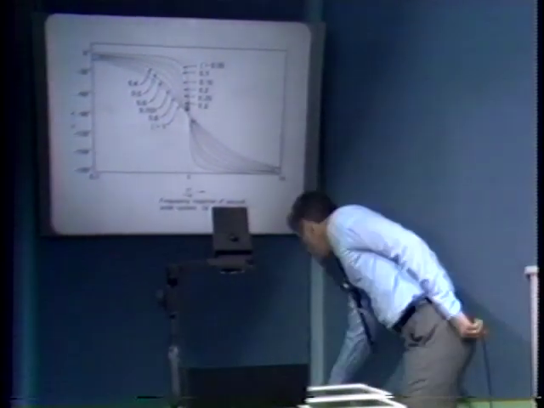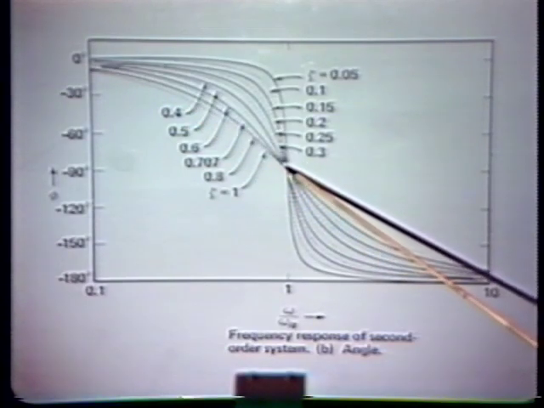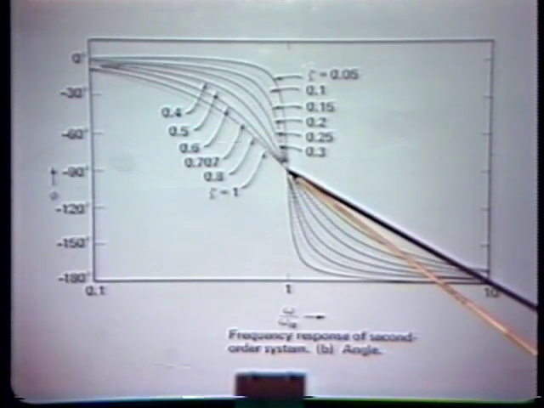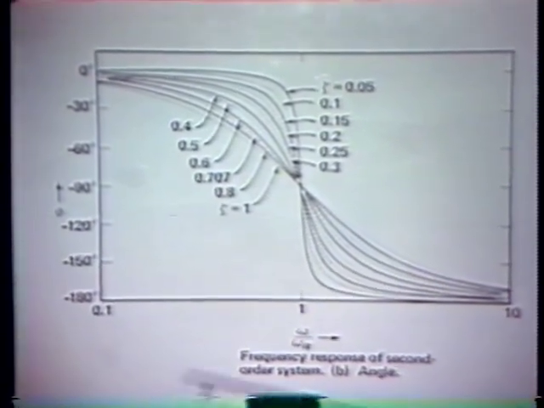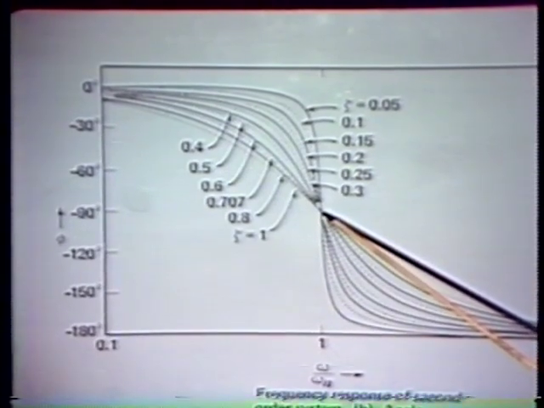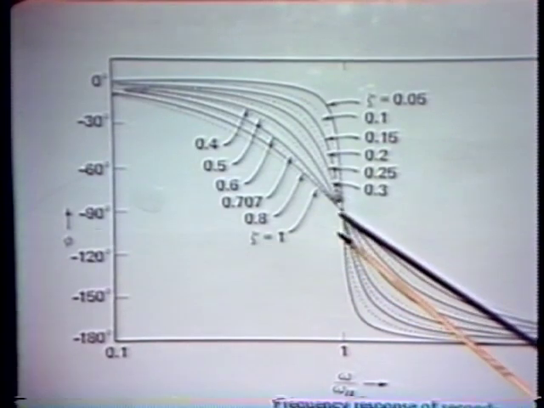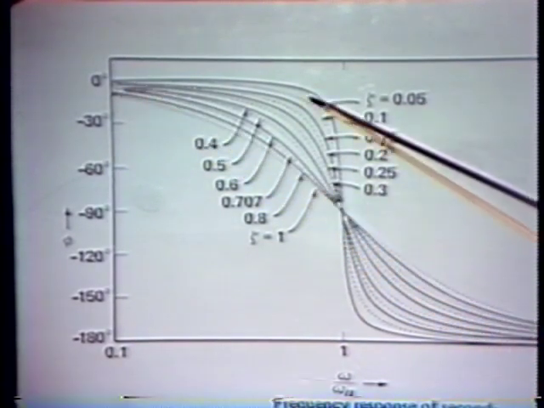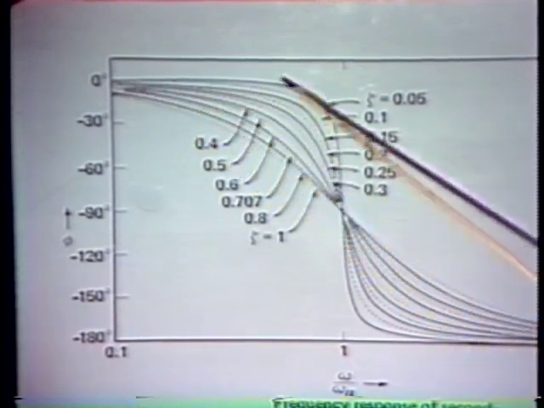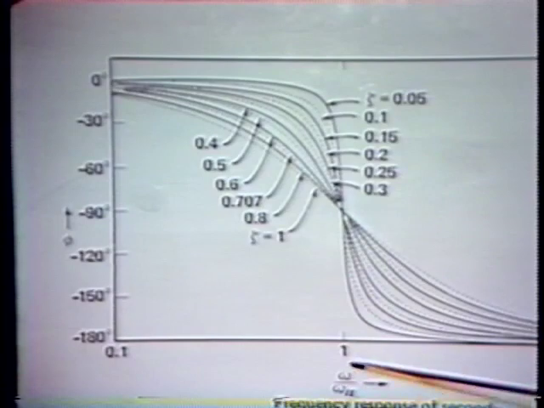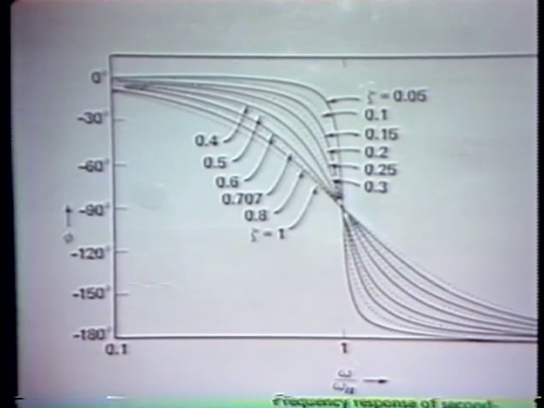And again, we notice that for a damping ratio of 1, we get an angle that goes from 0 to -90 degrees at the corner frequency, ultimately to -180 degrees. That's simply, again, the combination of 2 first-order terms with equal break frequencies, equal corner frequencies. As we go to progressively smaller damping ratios, the curves become steeper and steeper. In fact, for a damping ratio of 0, we'd get a step change in angle at the natural frequency, going from 0 degrees to -180 degrees at the natural frequency.